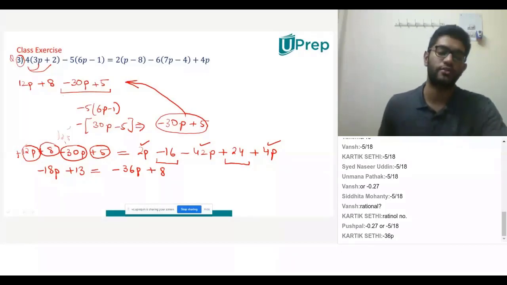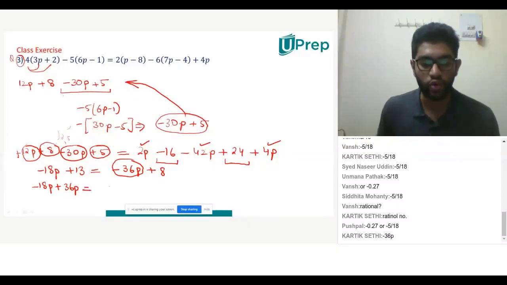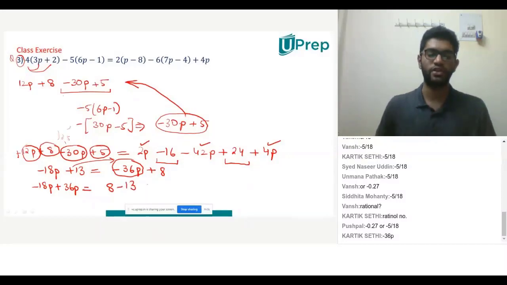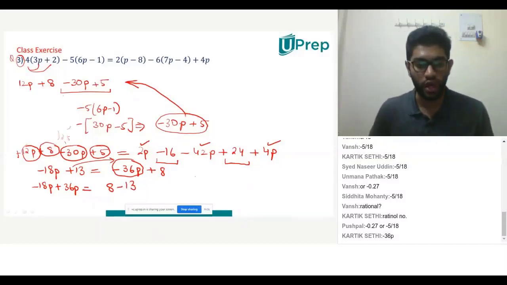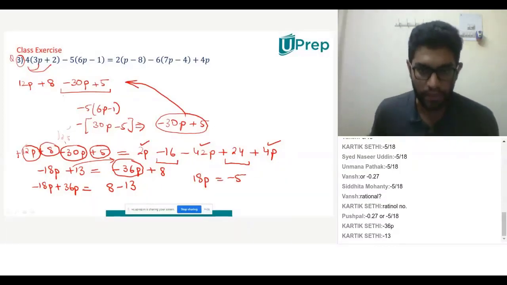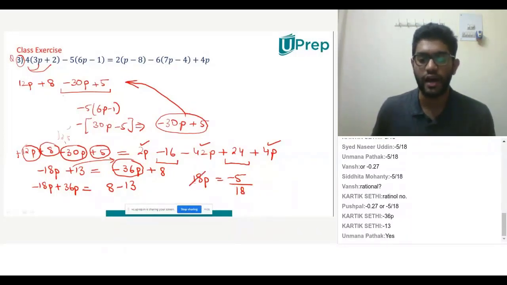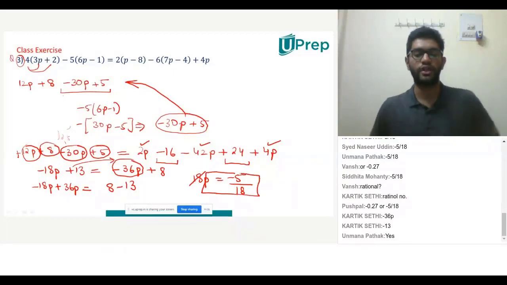Is everything clear till here? So now the idea is to isolate p, because that is what we're trying to find over here. So if I move minus 36p to the left hand side, it becomes plus 36p. So we have minus 18p plus 36p is equal to 18p. And if I move plus 13 to the other side, I get minus 13. So now 18p equals minus 5. Multiplication was the operation. It went to the right hand side. It got divided. So the value of p is minus 5 by 18. You guys get the answer?